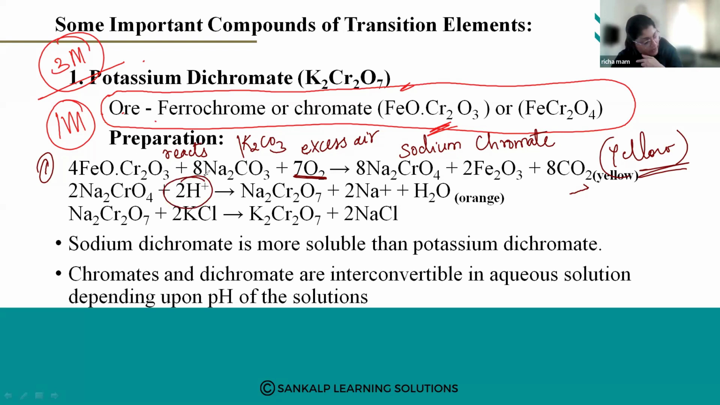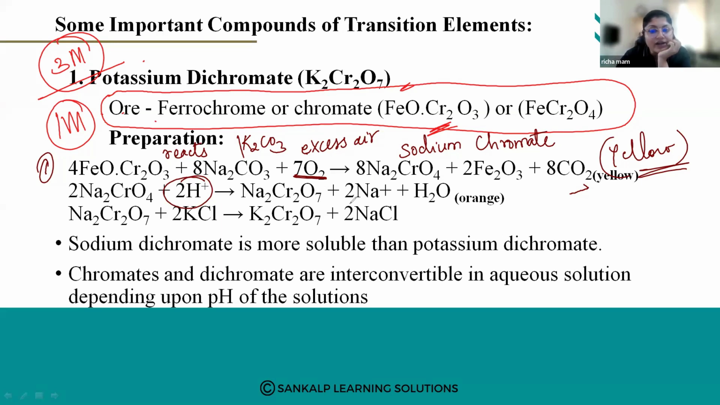So here I am going to add what? Sulfuric acid. We are going to add sulfuric acid to the yellow color filtered solution. So what we are doing? We are going to acidify the solution. Acidify means we are going to add acid to the solution, right?